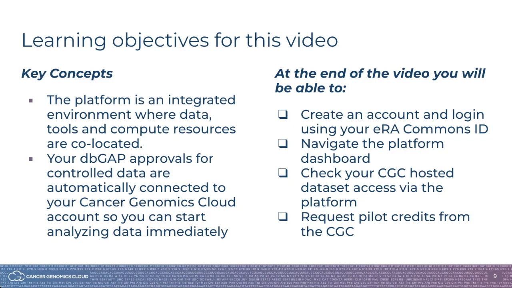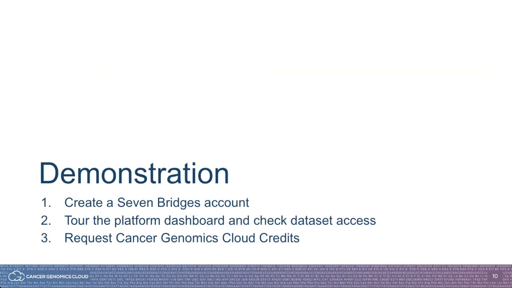At the end of the video, you will be able to do the following. Create an account on the Cancer Genomics Cloud, or CGC for short, and use that account to log in. You'll be able to navigate around the platform dashboard, check your hosted dataset access on the platform, and lastly, request pilot credits. In the platform demonstration, we will do the following. 1. Create an account. 2. Tour the CGC dashboard and check on dataset access. And 3. Request pilot credits.